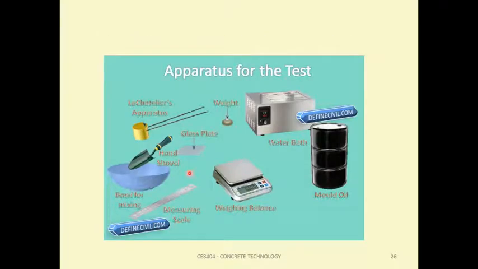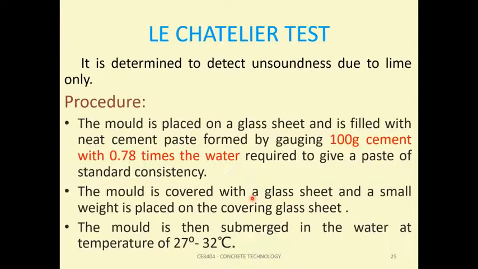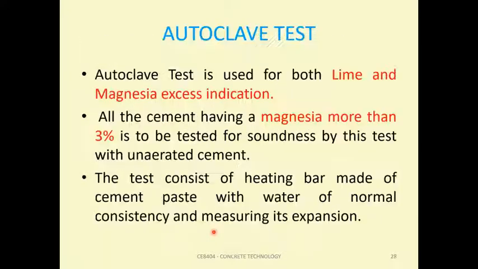The distance between the indicator points, that is these two, is measured after immersion of 24 hours in water. Then again the mold is placed in a water bath and boiled for 3 hours. Then the mold is removed, cooled down, and then the distance between the indicators is again measured. The difference between these two represents the unsoundness of the cement.